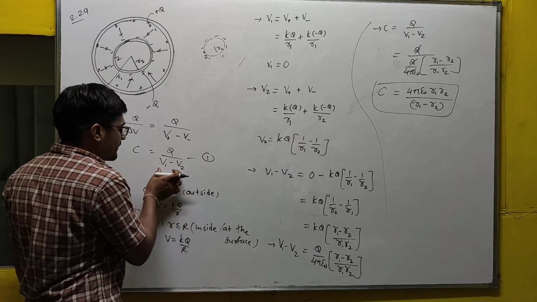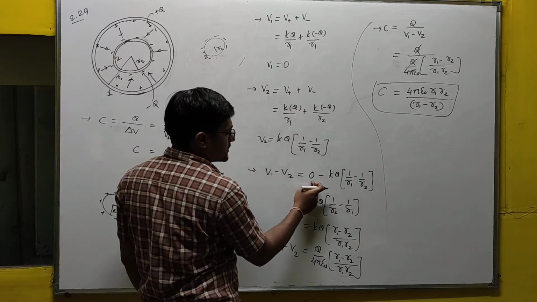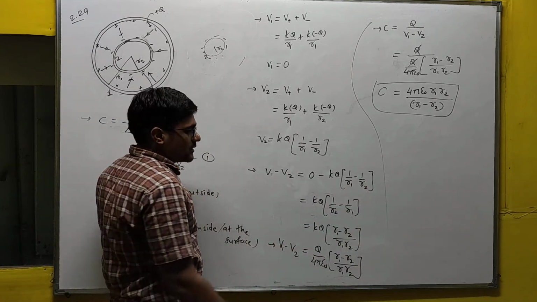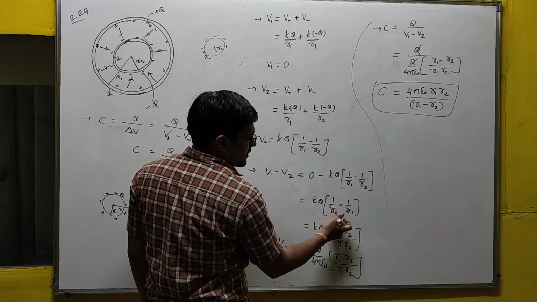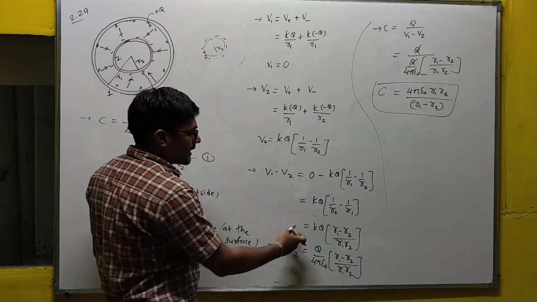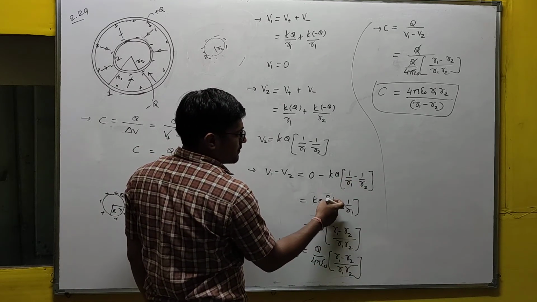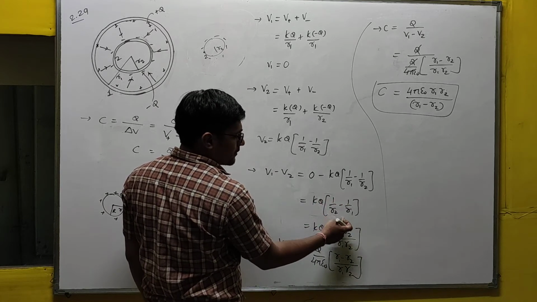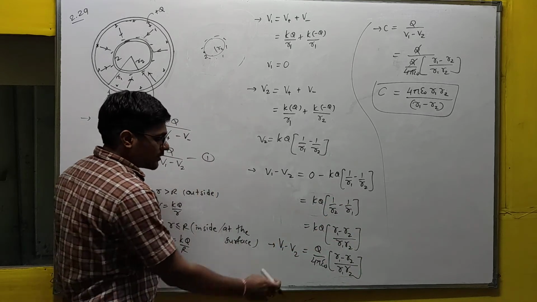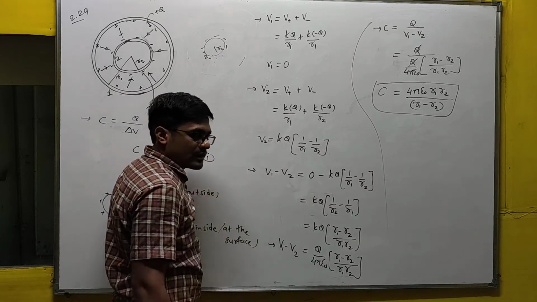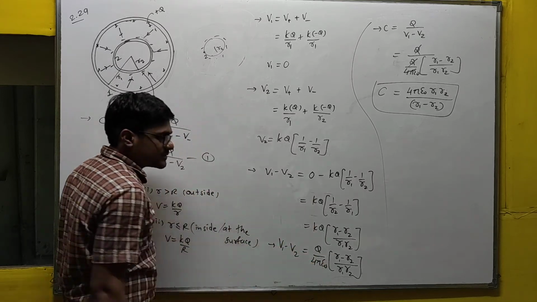Now the potential difference is V1 minus V2, so that is equal to 0 minus this much. Take this minus inside, so this becomes R2 minus R1. Now take the LCM, so the numerator becomes R1 minus R2 divided by R1 into R2. So the potential difference is this much. Write down in place of k, 1 by 4 pi epsilon naught.